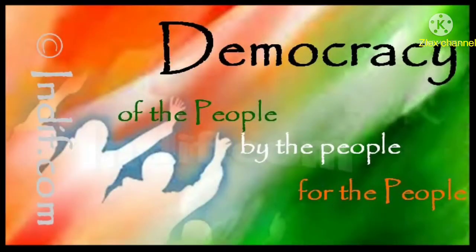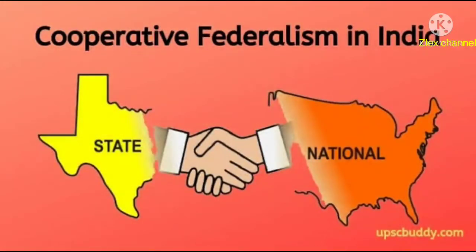Fourth, democracy. Democracy refers to the government wherein people have the power to vote and elect their representatives to the government. Fifth, federalism. India as a federal nation means the country is governed by more than one level of government, at the central and at the state. The powers and functions of the center and the state governments have been clearly defined under three lists: union list, state list, and concurrent list.